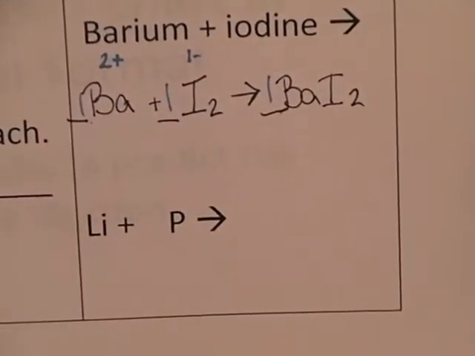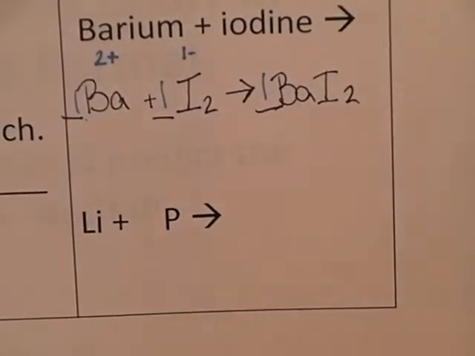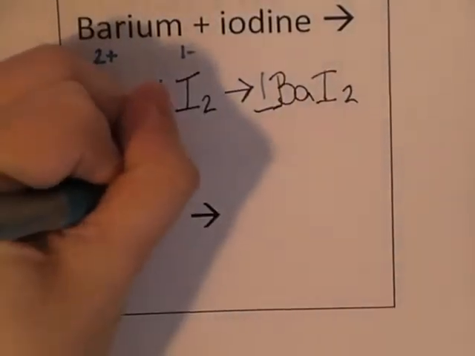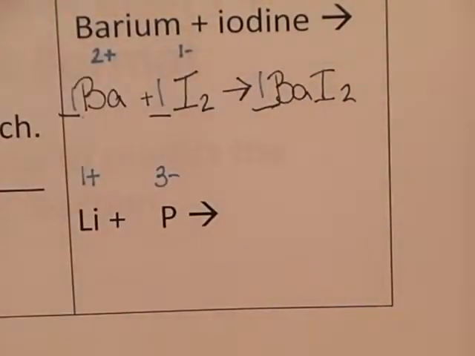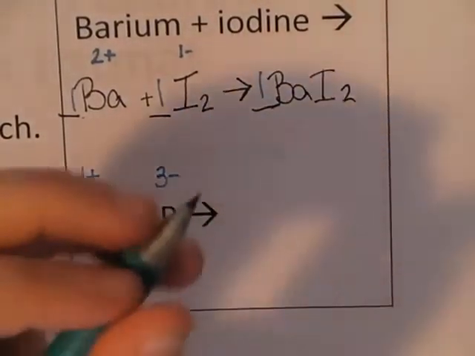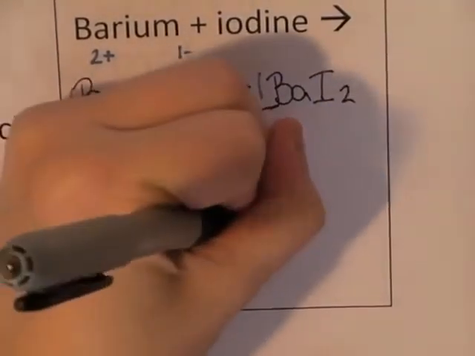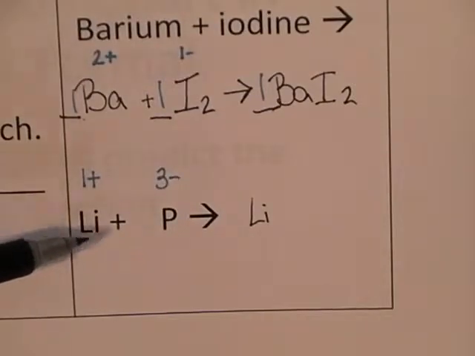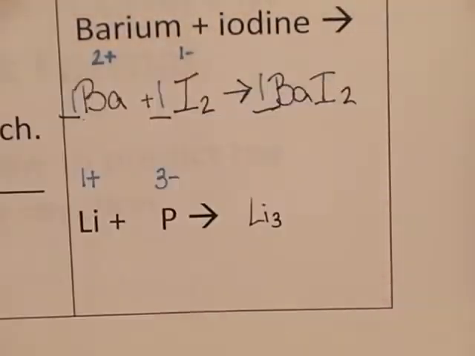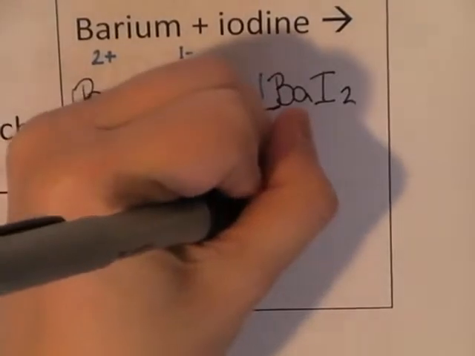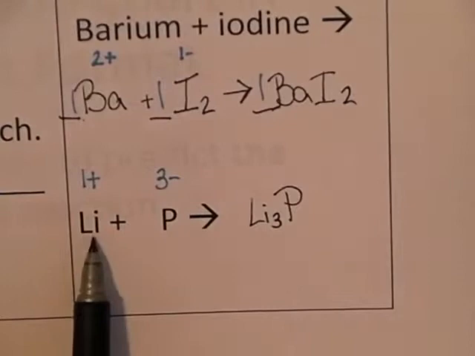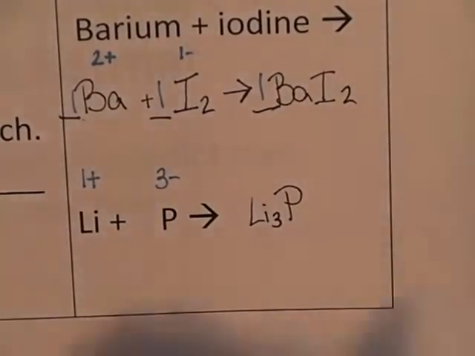Last one, we've got lithium plus phosphorus. So find the charges of each. Charge of lithium, +1. Charge of phosphorus, -3. On the other side, we're going to cross over. So put them together. Cross over your charges. So we know it's going to be Li. And the 3 from the phosphorus crosses to the lithium. So Li3. And the 1 from the lithium crosses to the phosphorus. So P. So you have Li plus P gives you Li3P.